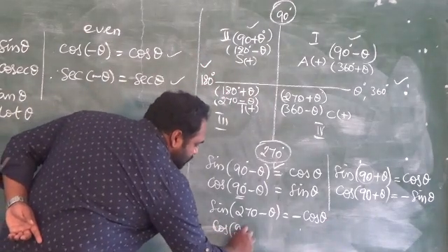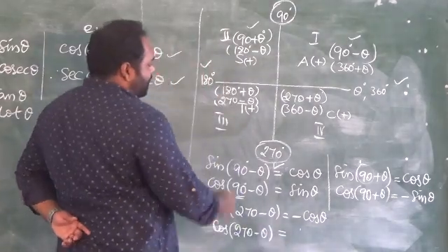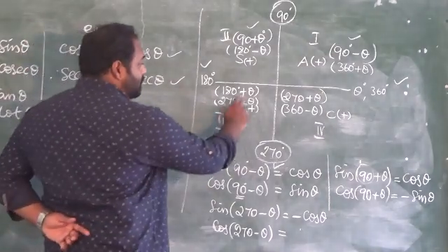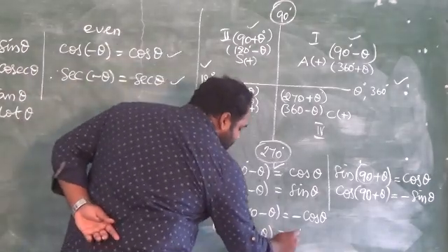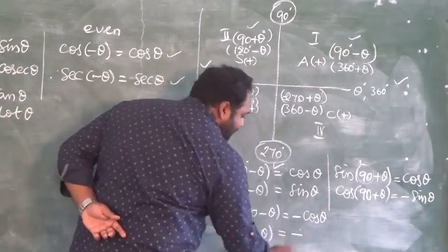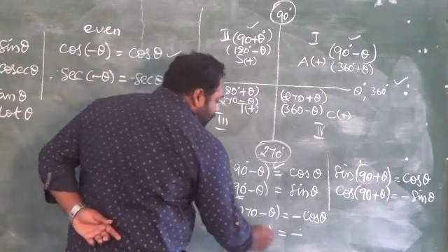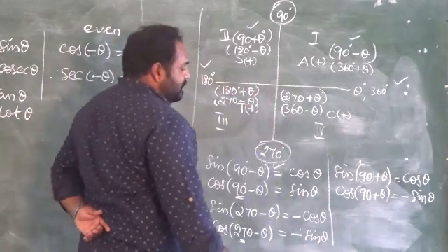Cos 270 minus theta: which quadrant? Third quadrant. Cos will be negative because in the third quadrant only tan is positive; sine and cos are negative, so minus. Because of 270 we have to change the co-ratio. The co-ratio of cos is sine theta.